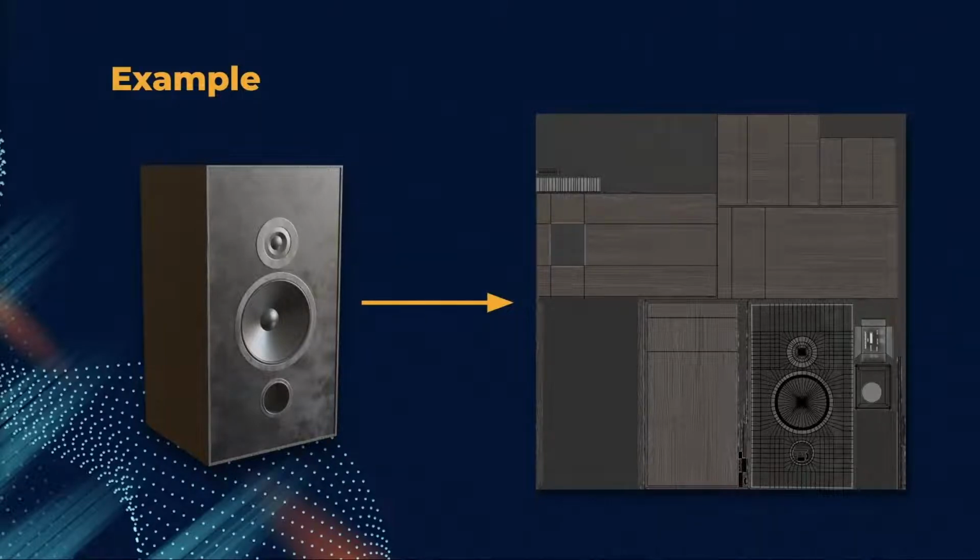Now, if you just want to repeat a texture across the entire model like we want to do, you make sure you select everything first, type U, and then cube.